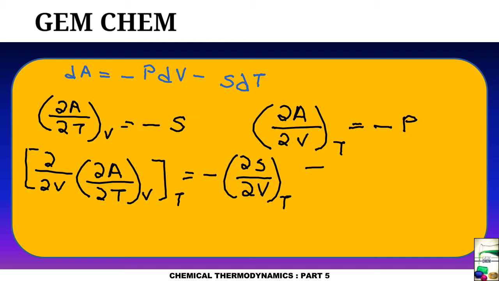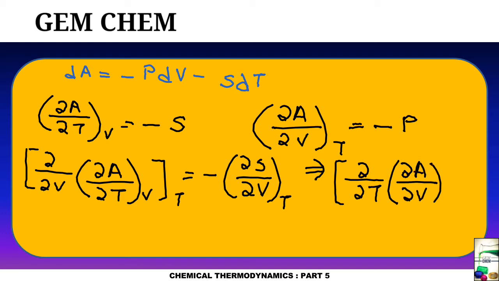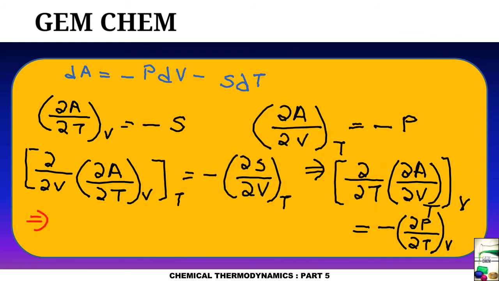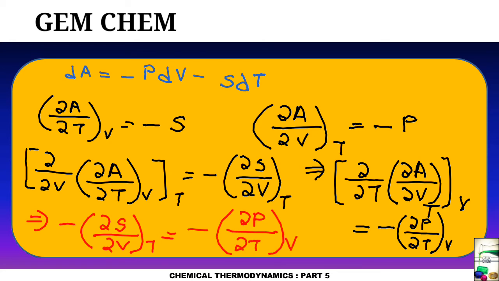And in the next case for this one, we can write it as differentiating this whole thing with respect to temperature at constant volume. Here we had taken constant temperature, and in the next case we are taking constant volume. So we will get minus delta P by delta T at constant volume. Now you can see that from here we gain this: minus delta S by delta V at constant T is equal to minus delta P by delta T at constant V.